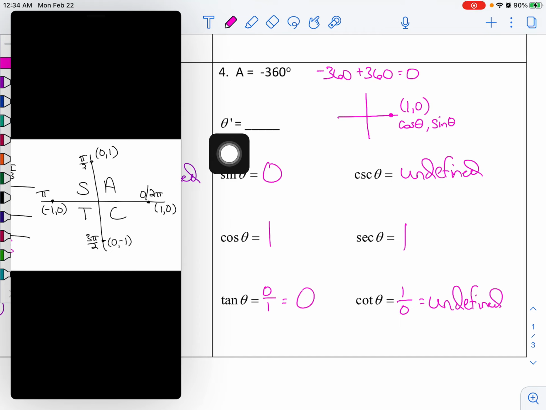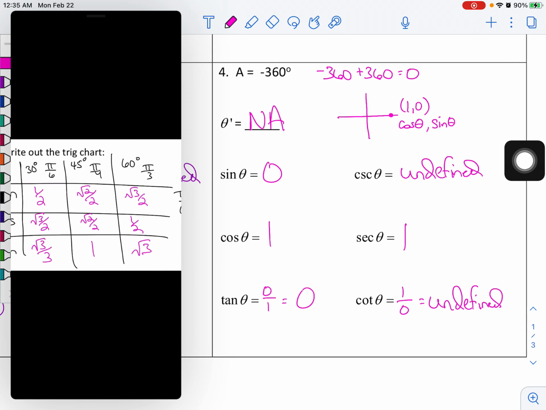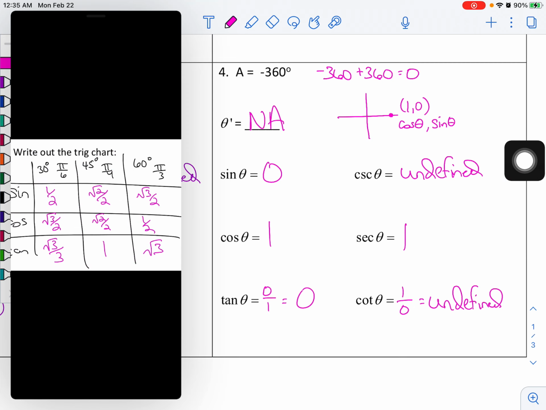The last piece of information I need here is the answer for theta prime, which is the reference angle, and I don't really have one. If you're on any of the axes, either the x-axis or the y-axis, you don't have a reference angle. You just use that exact value from the trig chart plus part, and this is the plus, mostly because it looks like a plus sign. I'm not referencing any of the reference angles, the 30, the 45, the 60, the pi over 6, pi over 4, pi over 3.